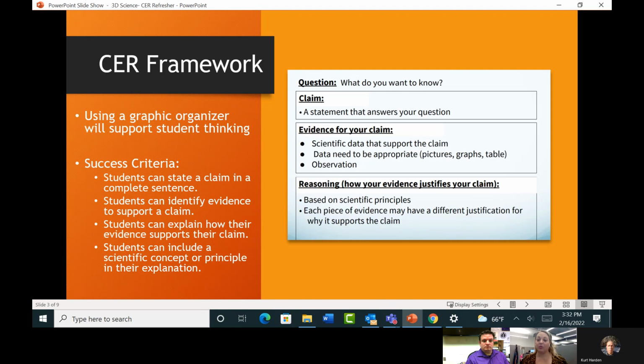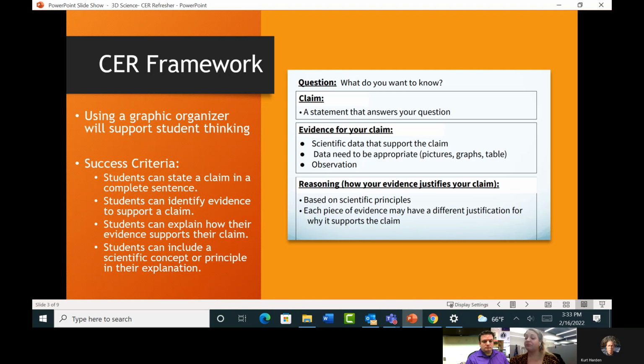So you have your question, what do you want to know? So when you're doing an investigation, what do you want the students to know? And then they're going to make a claim or a statement that answers that question. Next, they're going to actually follow through with an investigation or a lab. And here's where that scientific data and evidence to support that claim comes into play.